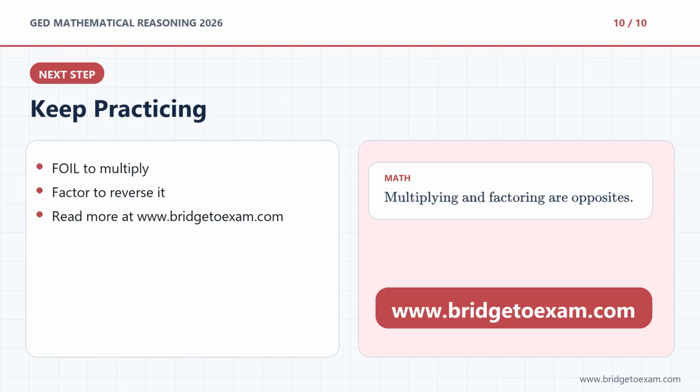Excellent work. You can now add, multiply, and factor polynomials, including the special patterns.